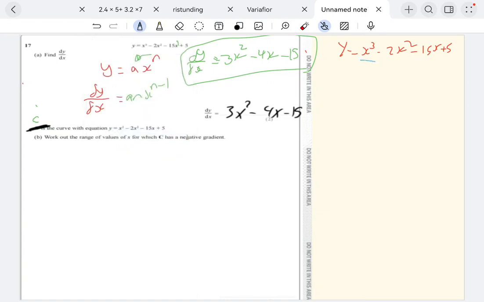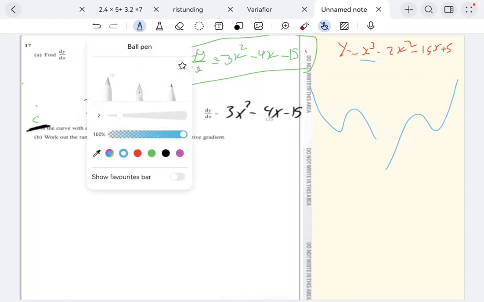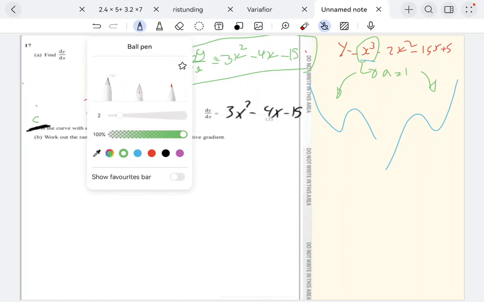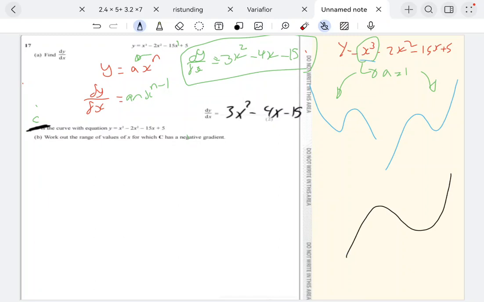That means the function is either this way or this way, from the right to the left or from the left to the right. How do I know whether it's this one or this one? It depends on the coefficient of x cubed, the leading coefficient. The leading coefficient here is 1. It's positive, so it's this way. If it's negative, it will be this way. So our curve is going to look like this.